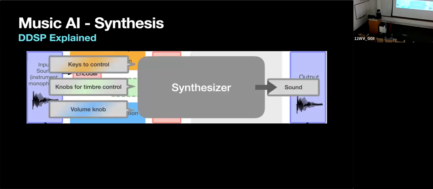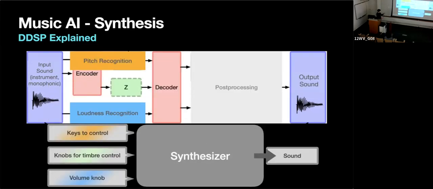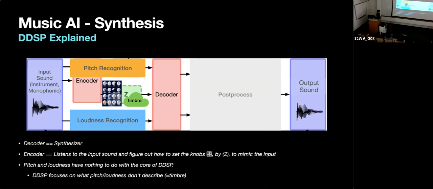And then here we see the obvious analogy between the typical synthesizer and the DDSP autoencoder. Each of the keyboard and the Z corresponds to the many knobs you see up there. And then the volume knob is the same as the loudness recognition. And then at the end, the synthesizer here makes the sound. In other words, we can see it in this way. The DDSP decoder is a synthesizer. We need to control this synthesizer with the keys and many knobs and the volume knob. How do we do this? We do it by controlling the pitch and loudness by the recognition modules. And then we let the encoder model the sound, understand the sound, and give the right Z, which includes the timbre. Or we can call it how we should control the many knobs on the synthesizer to generate the input sound again.